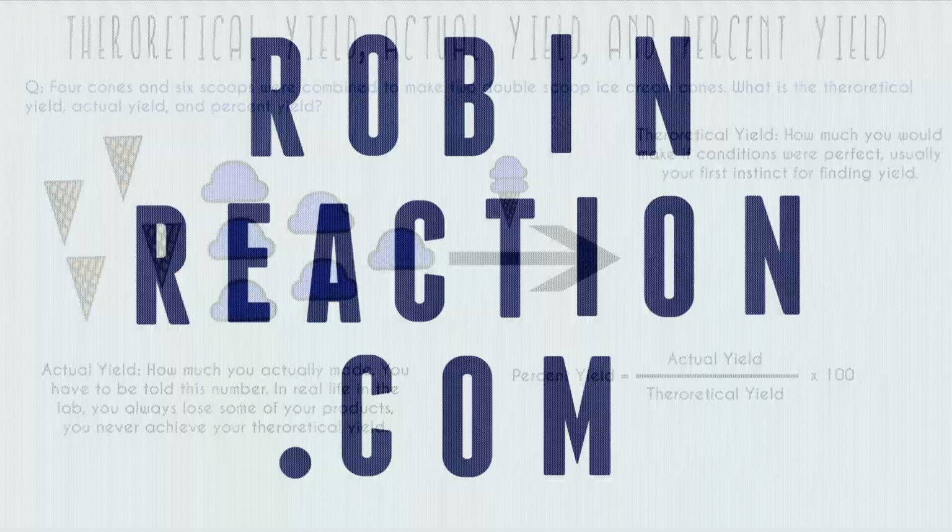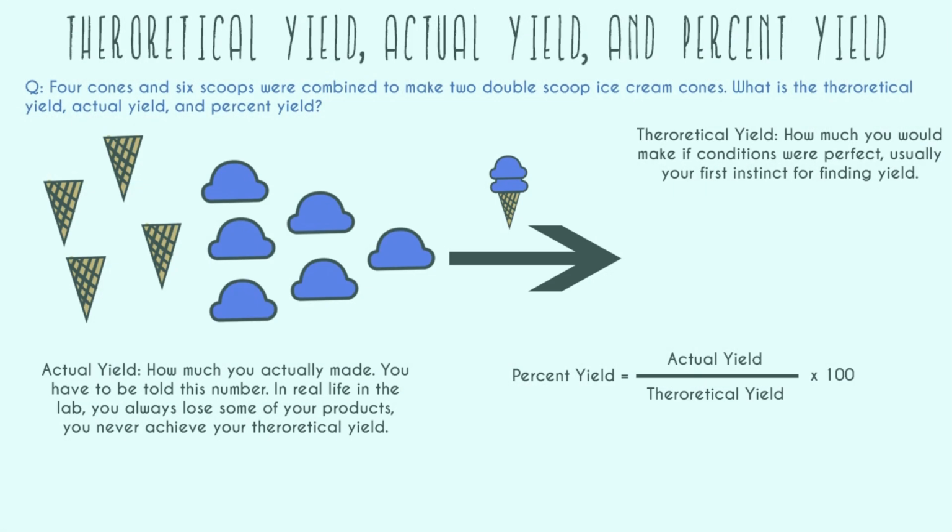RobinReaction.com. In this video, I'm going to go over theoretical yield, actual yield, and percent yield. So three different concepts that you'll start to learn about when you're doing stoichiometry. And they're all slightly different, so let's just nail down the different definitions.